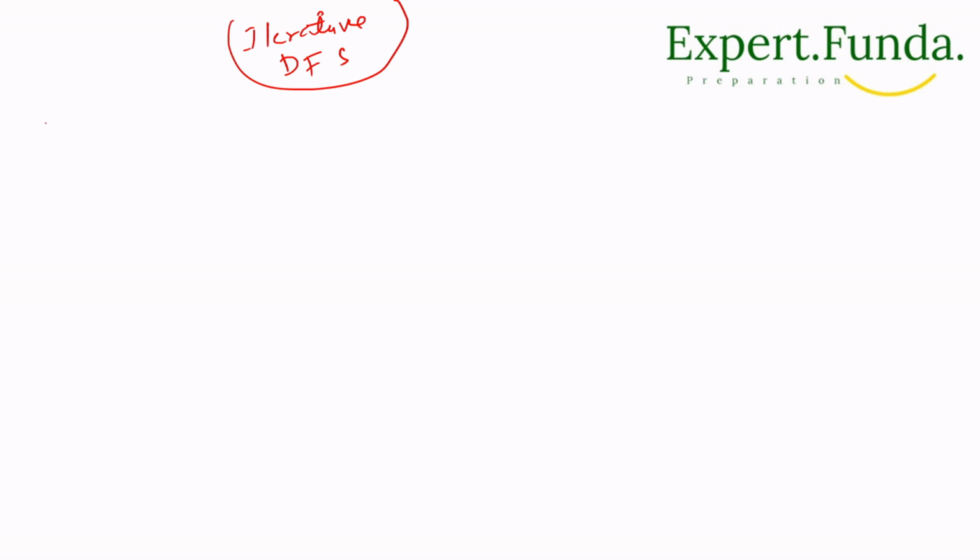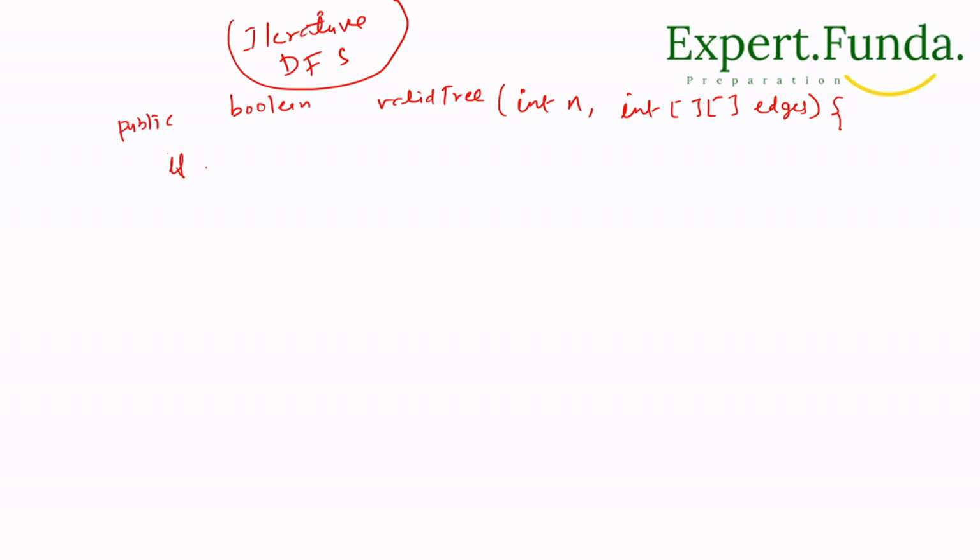So here we have a public boolean method, validTree, where we pass int n, the number of nodes, and all its edges, that is our 2D array called edges. This is done. Now first we should always check if edges.length is not equal to n minus 1. Then we will return false. Okay, first condition.